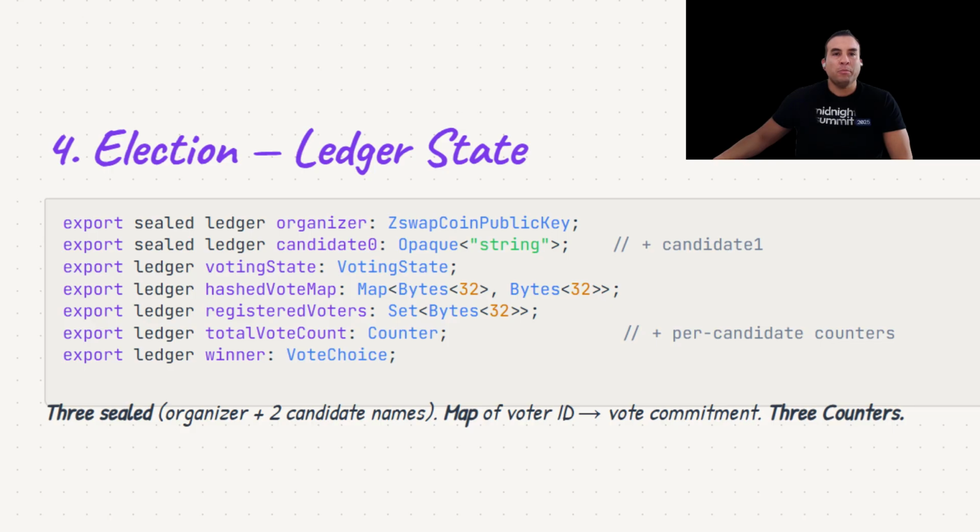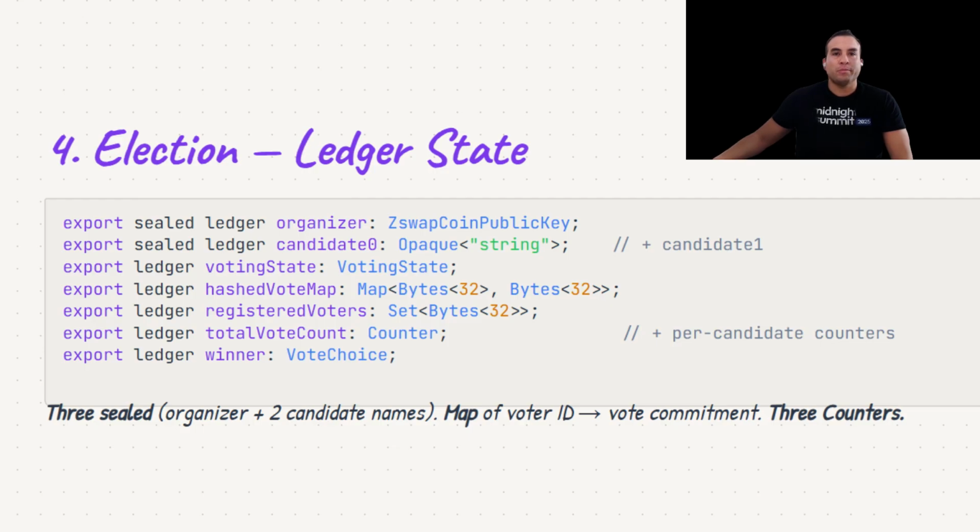Then the mutable stuff. Voting state, the phase switch. Hash vote map is the key to the whole contract. A map where each key is a voter's ID and the value is the sealed envelope holding their vote. Registered voters is a set, the list of people allowed to vote.